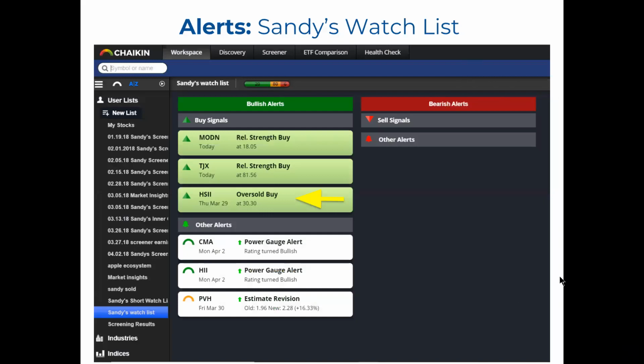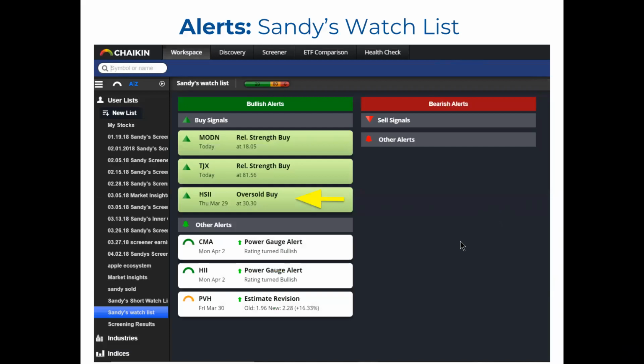So I've been mentioning the alerts, the buy-sell signals. How do I know when those trigger? Well, we've made this easy by giving you what we call an alerts view. It's an overlay that you can put on any stock list, and I did it here on my watch list.